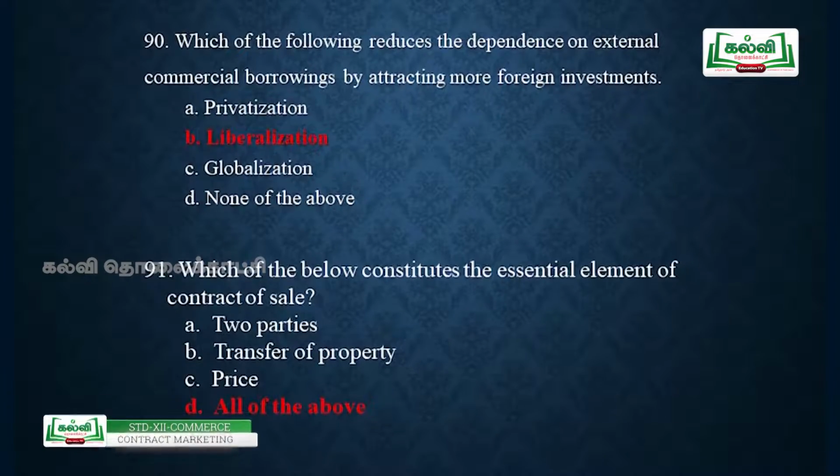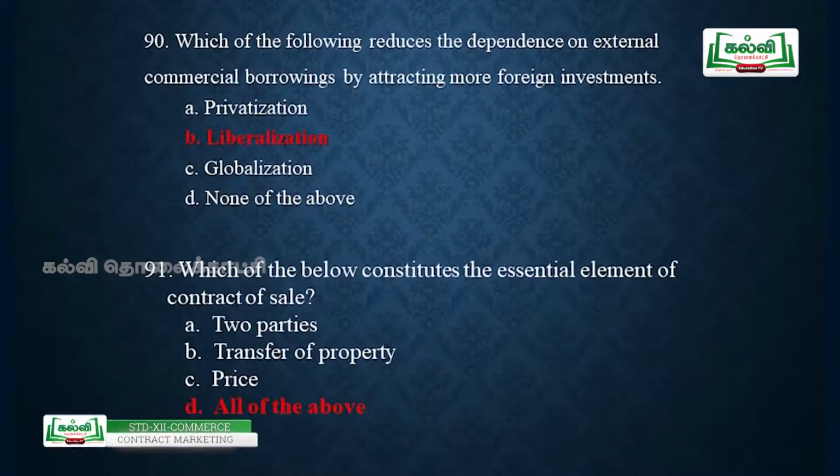Option C, price of the product, there must be a price. If any product is given as a gift, that will not be considered a contract of sale. There must be a price for the product, there must be a consideration. Then the next one, all of the above. So, which of the below constitute the essential element of contract of sale? All of the above. The essential elements are, there must be two parties, offer and acceptance.